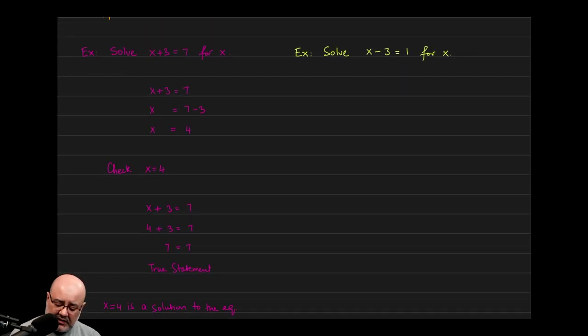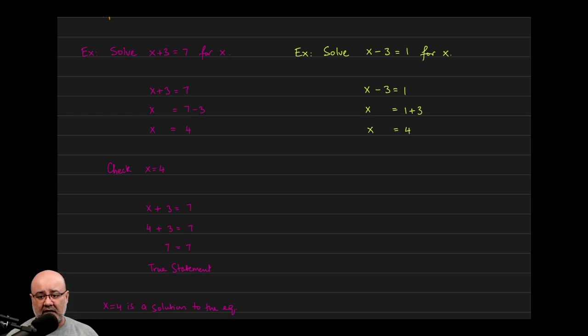We can solve the next one similarly. First, we copy the question down, and we recognize that the operation between x and 3 this time is subtraction. So in order to move the 3 to the right-hand side, we would need to perform the inverse operation. The inverse of subtraction is addition. So when I take the 3 and move it to the right side, I would need to add it to the 1. This would simplify to x is equal to 4.